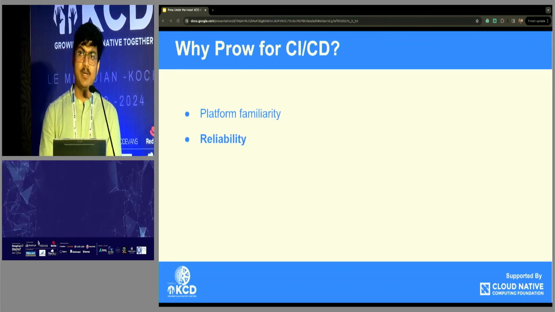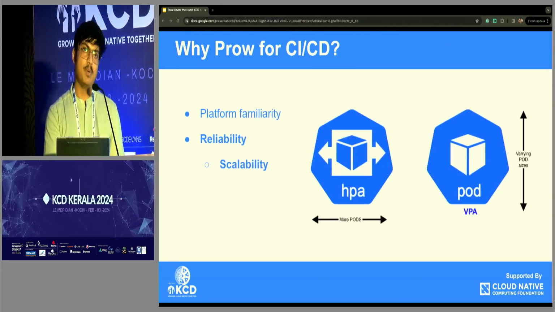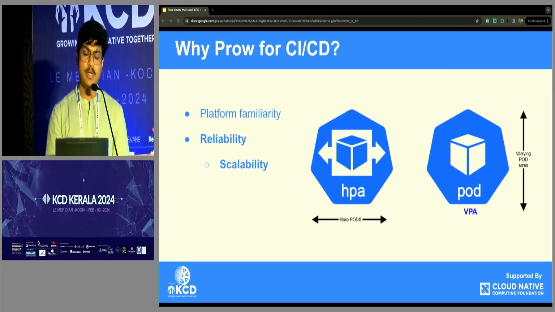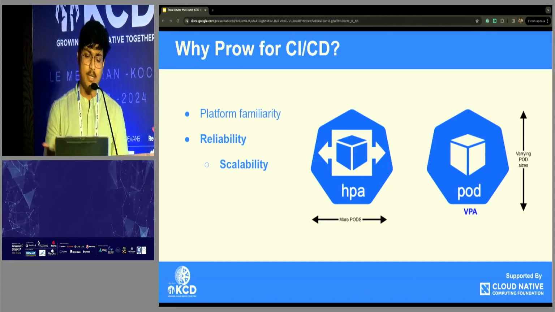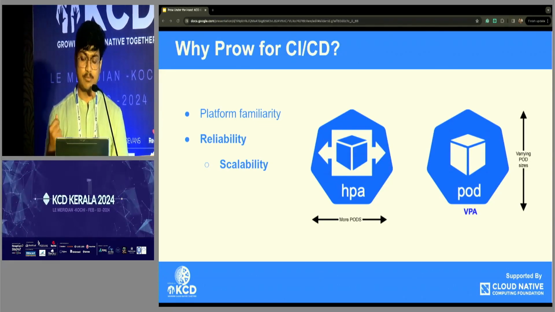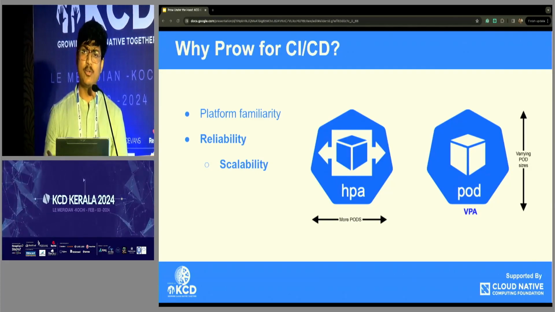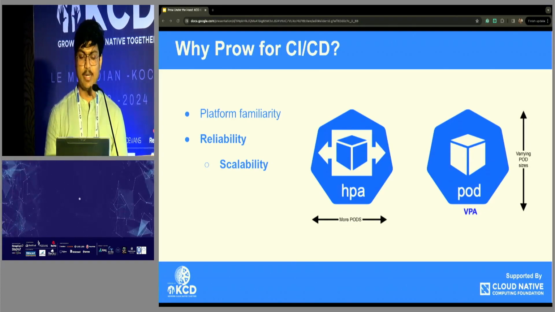Next is reliability. As we know, Kubernetes is reliable, and Prow being created on top of Kubernetes comes with the same reliability features like scalability. There is vertical and horizontal pod scalability, which is very quick. So your CI/CD can accommodate more tests when developers are pushing continuously without throttling.